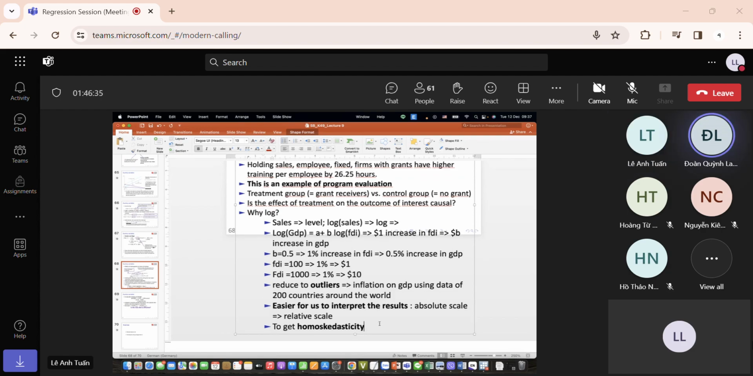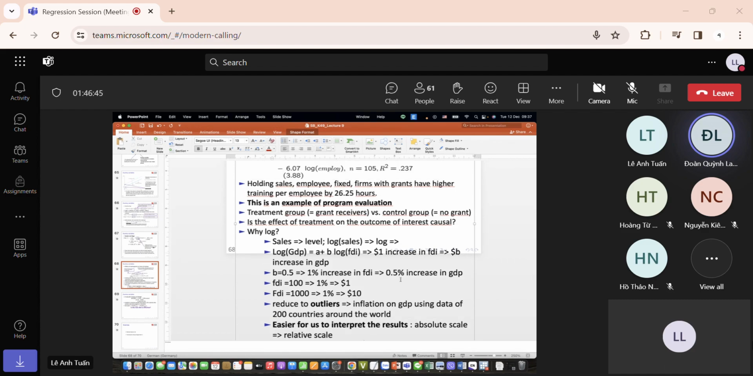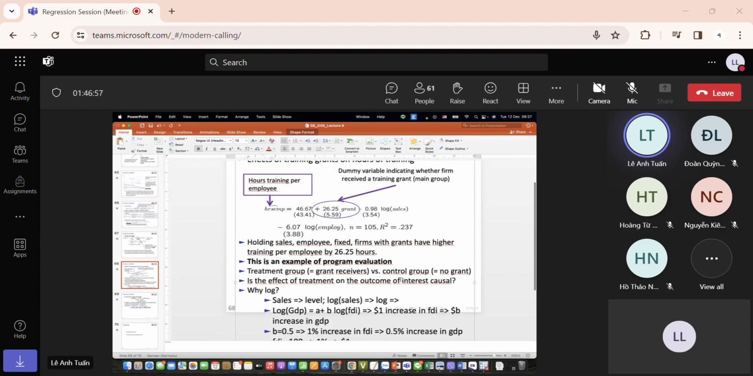So whether we use log or not depends on the data, right? I see sometimes we need to use it, but sometimes there's no big difference between the largest one and the smallest one, so we don't use log, right? Yeah, it depends on the data, for the empirical analysis.